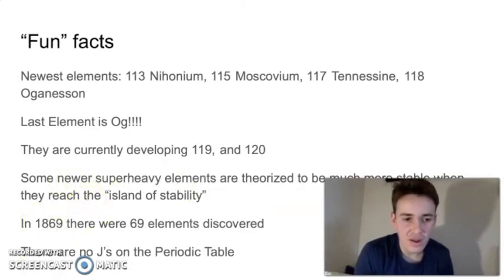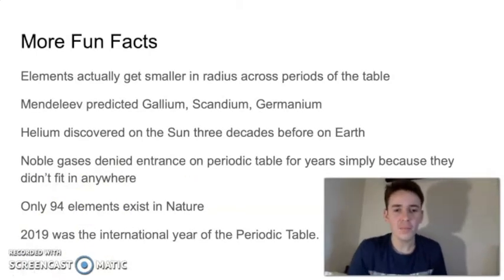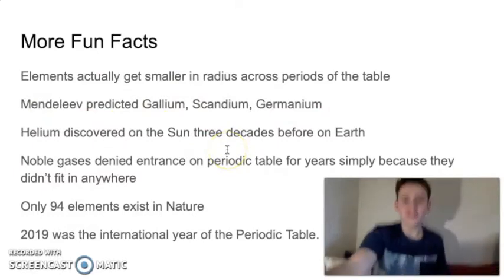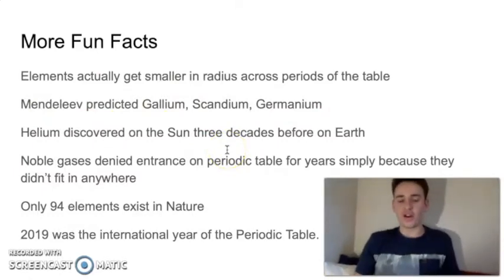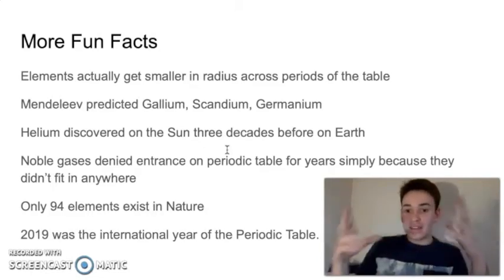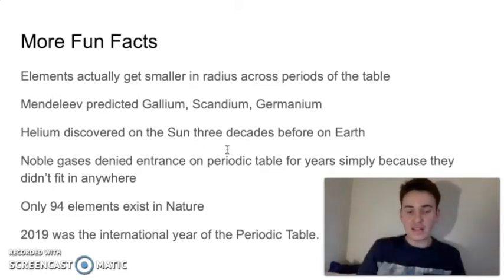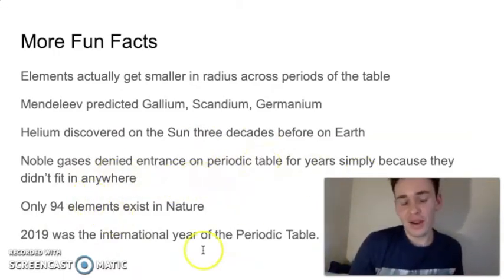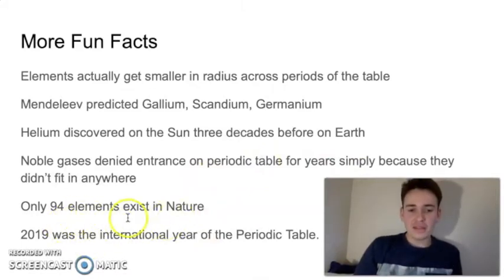There's no J on the periodic table. Did you know that? More fun facts. They get smaller as you go across the periods we talked about. These ones that he predicted. Helium was discovered on the sun 3 decades before on Earth, which I think is amazing. It's a noble gas. And you can't detect them. They have their full valence electrons. They're hard to detect here. Noble gases were denied entrance for years, even after they were known, because they didn't fit in anywhere, right? There are only 94 elements that exist in nature. The rest of them are synthesized in a lab.